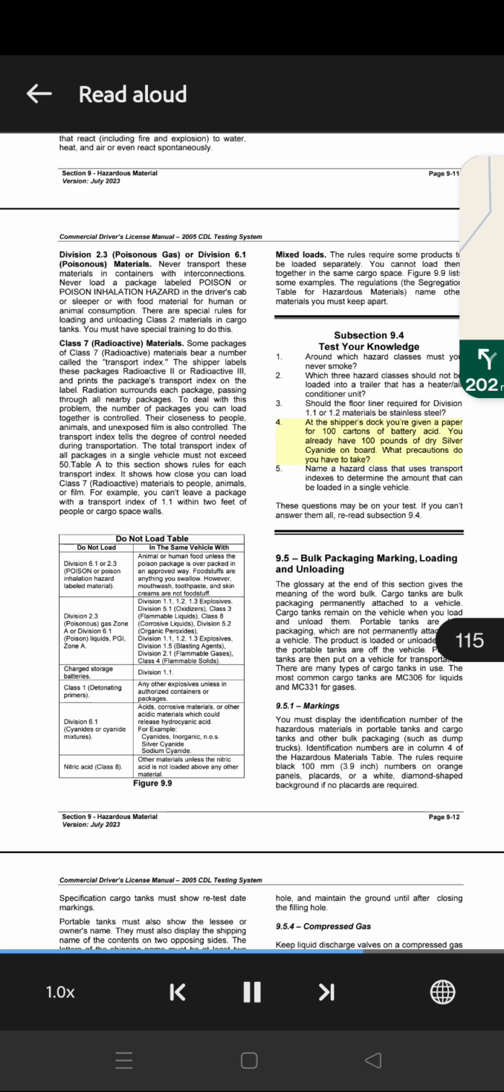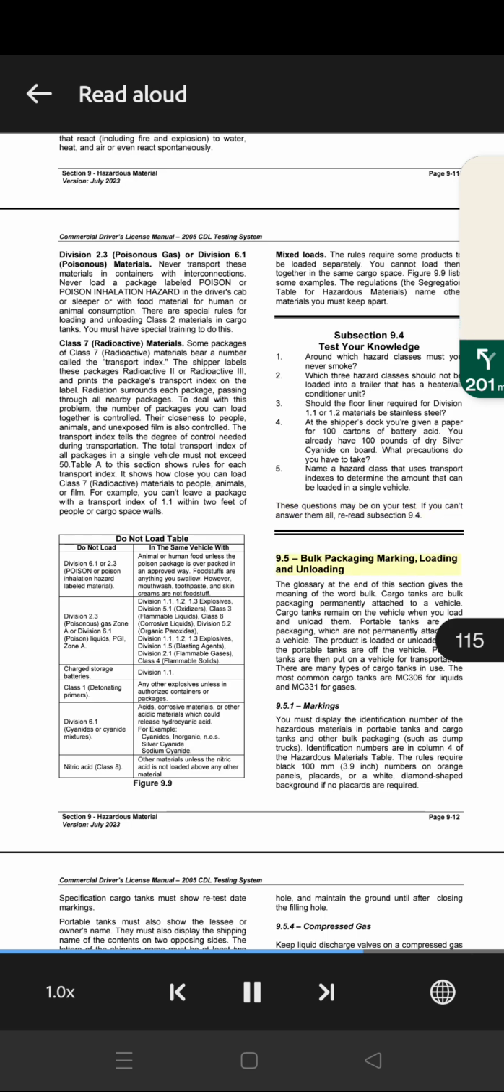4. At the shipper's dock you're given a paper for 100 cartons of battery acid. You already have 100 pounds of dry silver cyanide on board. What precautions do you have to take? 5. Name a hazard class that uses transport indexes to determine the amount that can be loaded in a single vehicle. These questions may be on your test. If you can't answer them all, reread subsection 9.4.